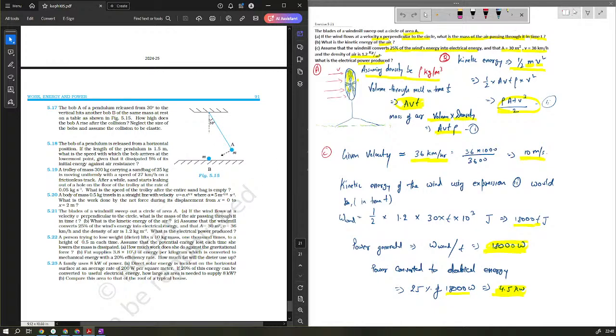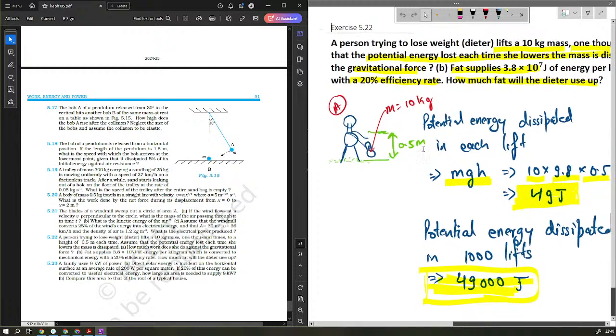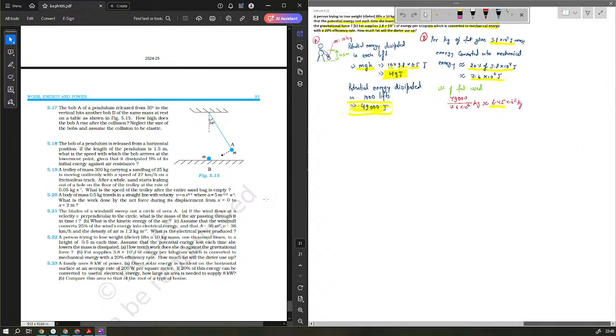Now in the 22nd question, we have a person trying to lose weight. The dieter lifts a 10 kg mass 1000 times to a height of 0.5 meters each time. Assume that the potential energy lost each time she lowers the mass is dissipated. How much work does she do against the gravitational force? Fat supplies 3.8 times 10 raised to the power 7 joules of energy per kilogram, which is converted to mechanical energy with 20% efficiency. How much fat will the dieter use up?